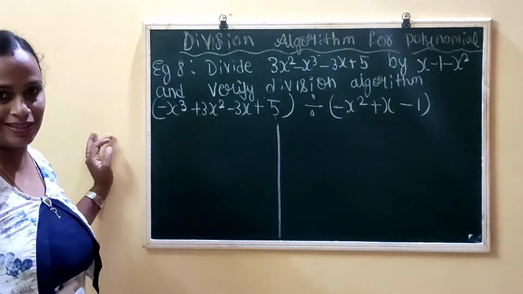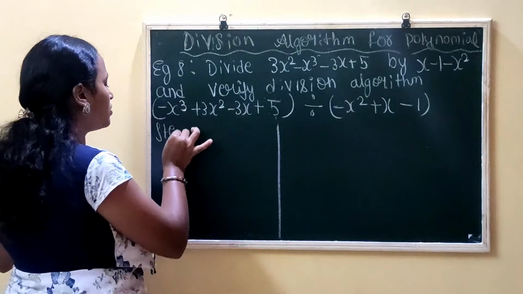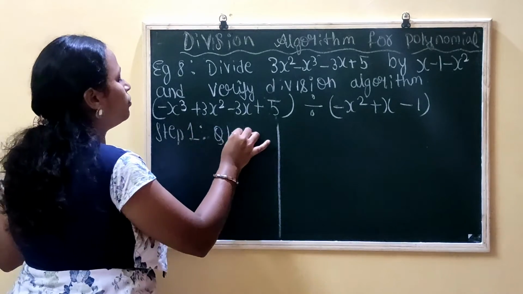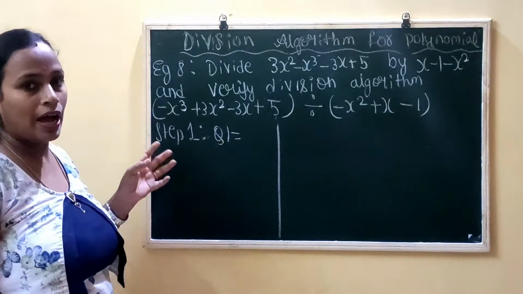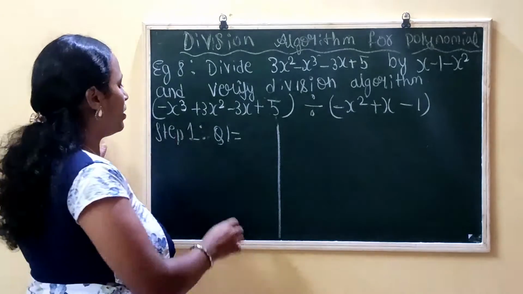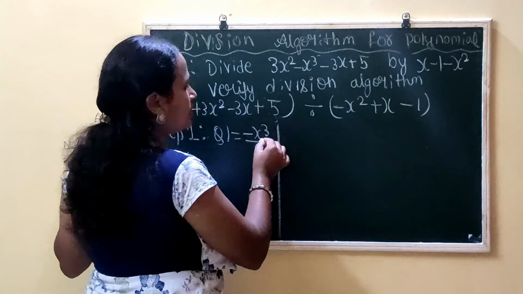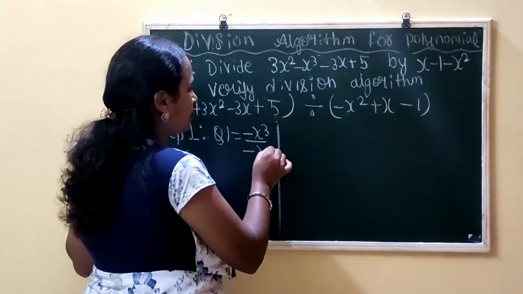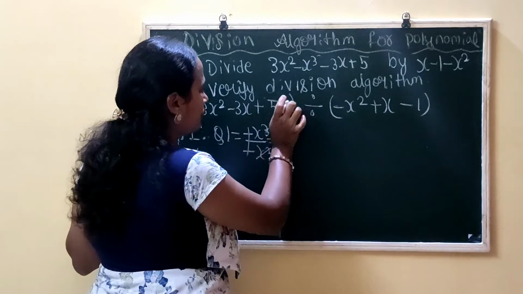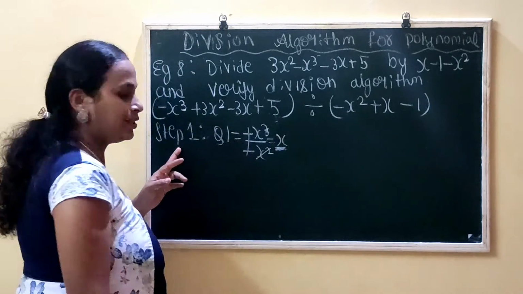So what is step 1? Step 1 is to obtain quotient 1. How do we obtain quotient 1? Quotient 1 is the highest degree term in the dividend divided by the highest degree term in the divisor. The highest degree term in the dividend is minus x cube, and the highest degree term in the divisor is minus x square. So minus and minus is gone, x square and x square will be gone, so you will be left with x. So x is the first quotient.